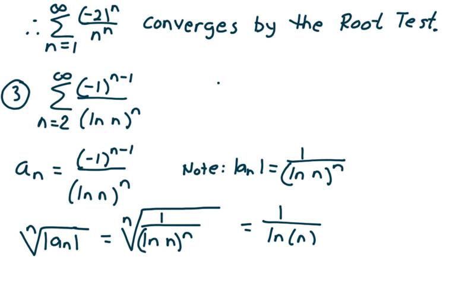a sub n is negative 1 to the n minus 1 over (natural log of n) to the n. Note, the absolute value of a sub n is 1 over (natural log of n) to the nth power. The nth root of the absolute value of a sub n is the nth root of 1 over (natural log of n) to the n. Notice how the index of the radical and the exponent match. And so we get 1 over natural log of n.